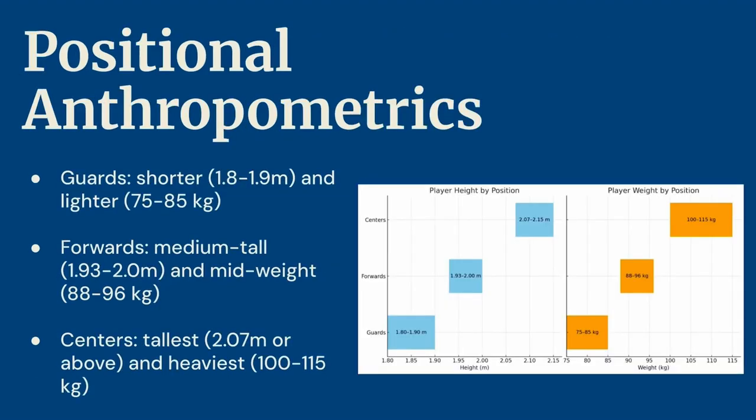Positional anthropometrics. Guards are typically shorter, between 1.8 and 1.9 meters, and lighter, 75 to 85 kilograms. Forwards are typically medium tall, or 1.93 to 2.0 meters, and mid-weight, between 88 and 96 kilograms. Centers are typically the tallest players on the court at 2.07 meters or above, and the heaviest as well at 100 to 115 kilograms.